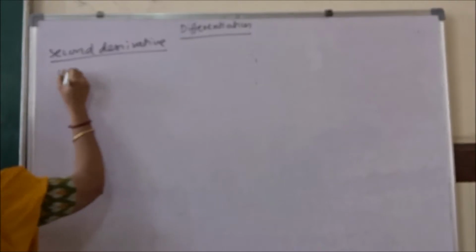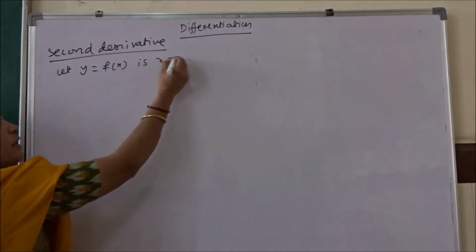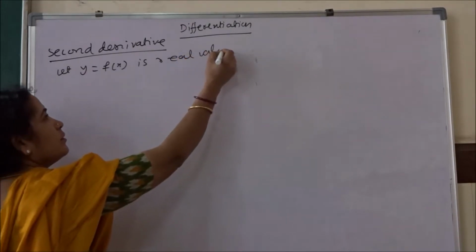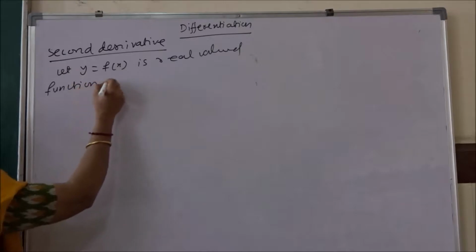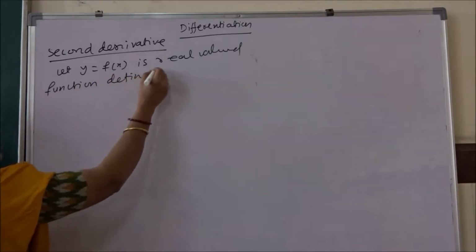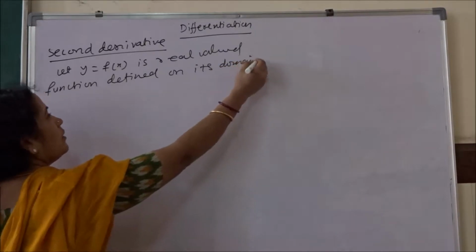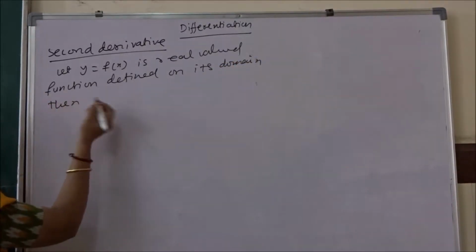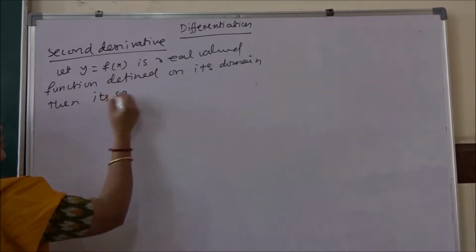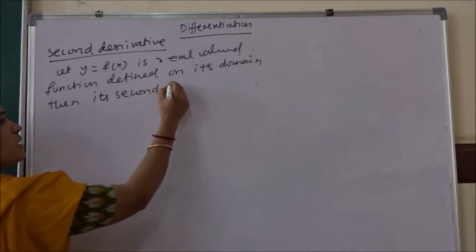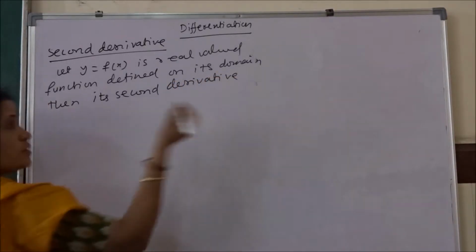Now see, let y equal to f of x, a real valued function defined on its domain. Then we have seen already the first derivative, then its first derivative, its second derivative. I am starting directly with the second derivative. Before doing the second derivative, we must know about the first derivative.